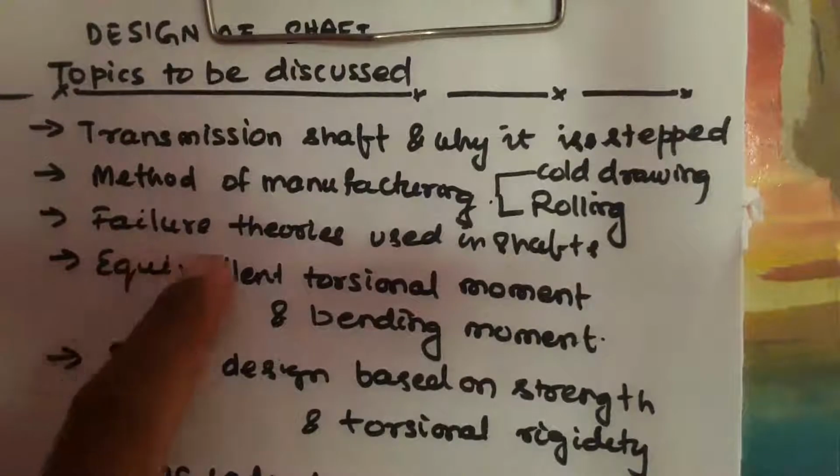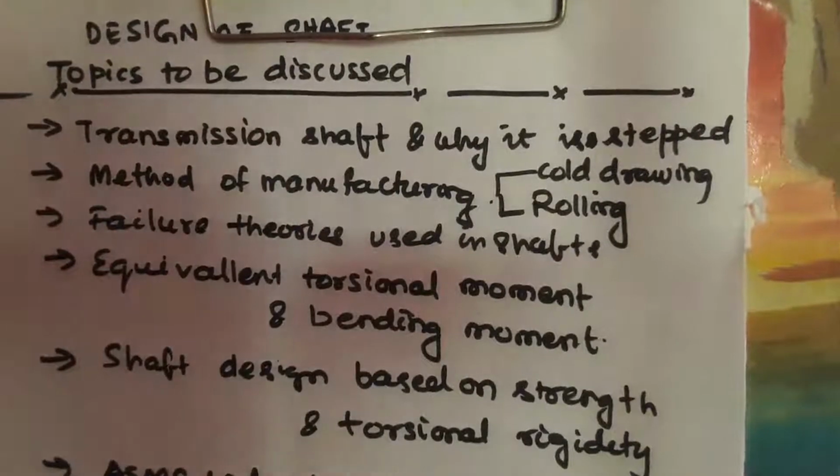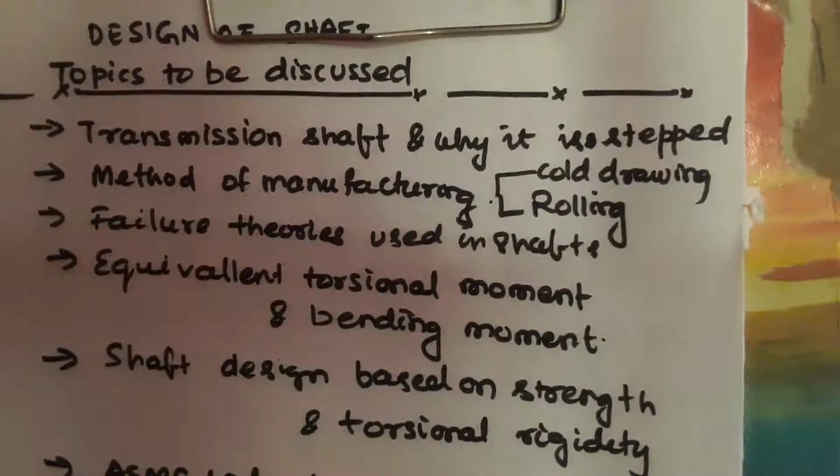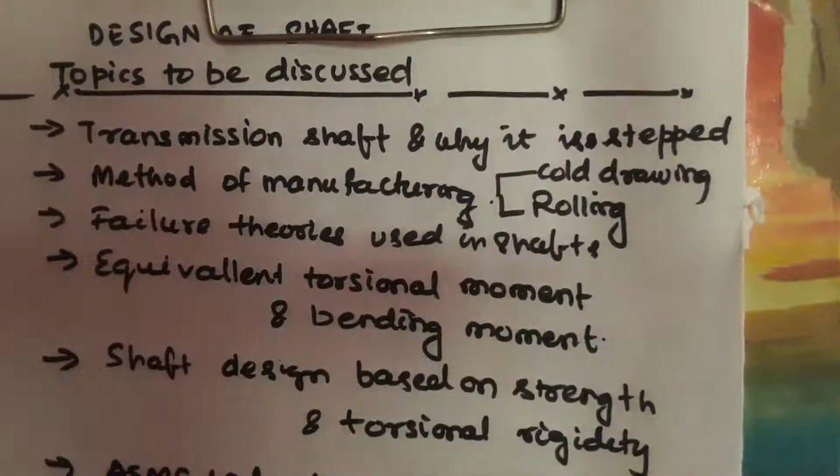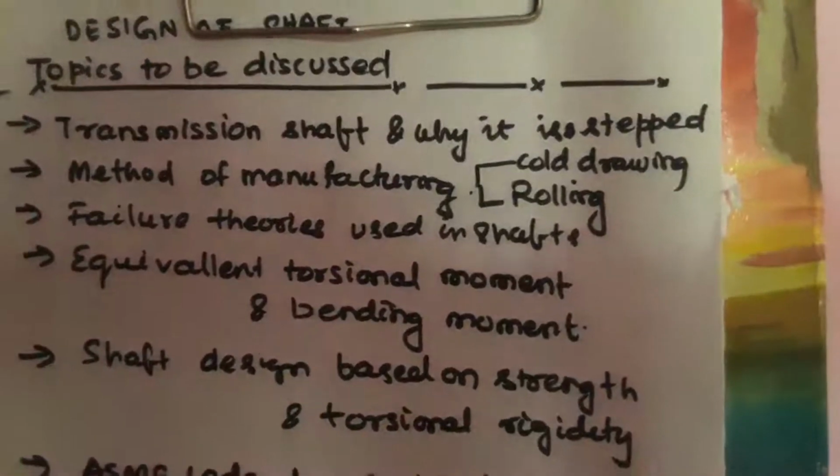Then we'll talk about various failure theories used in shafts. Then we'll talk about the concept of equivalent torsional moment and equivalent bending moment. We'll also talk about design of shaft based on the strength criteria and based on the torsional rigidity and lateral rigidity criteria. So there are several criteria.